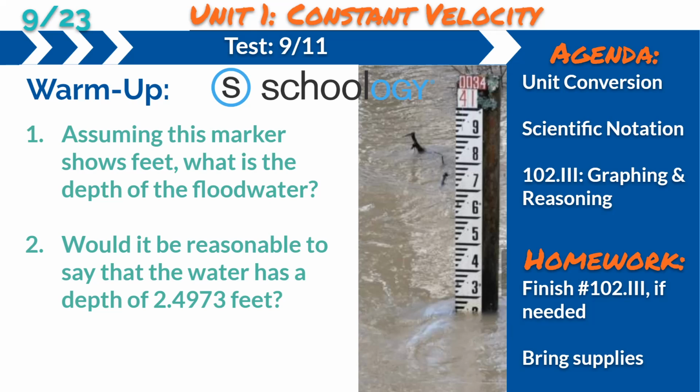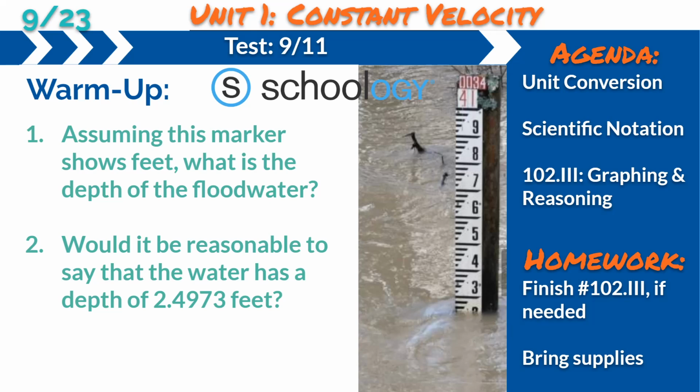Okay, would it be reasonable to say that the water has a depth of 2.4973 feet? Could I give you that specific of an answer? No. Okay, I can't tell if it's exactly 2.4973 feet. I can tell it's about 2.5. I mean, maybe that's right. I have no way of knowing with this measuring tool.